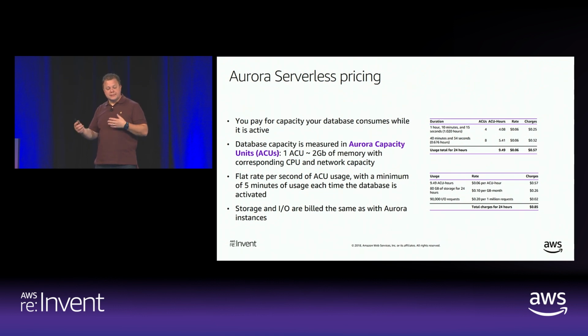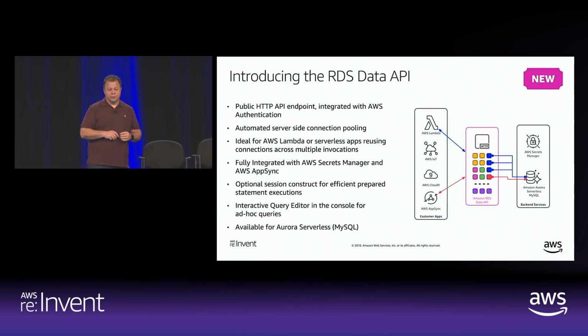On the right-hand side, you can see some examples of particular real-life instances. But the important thing to note here is that the capacity is measured in Aurora capacity units, or ACUs. It's very similar conceptually to how we handle Lambda functions, where one ACU is equal to about 2 gigabytes of memory with the corresponding CPU and network capacity. There's a flat rate per second of ACU usage with a minimum of 5 minutes of usage each time the database is activated, right? And then the storage and I/O are billed the same as provisioned Aurora.